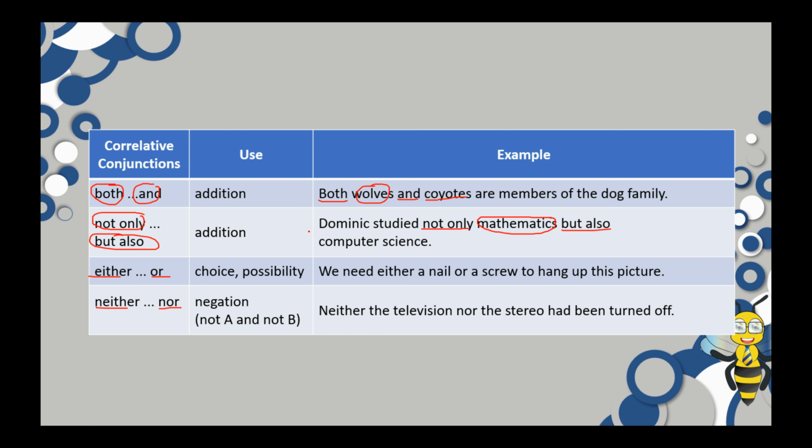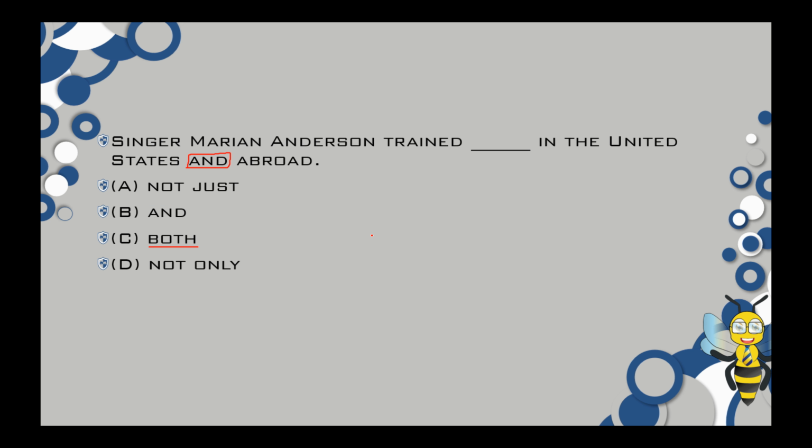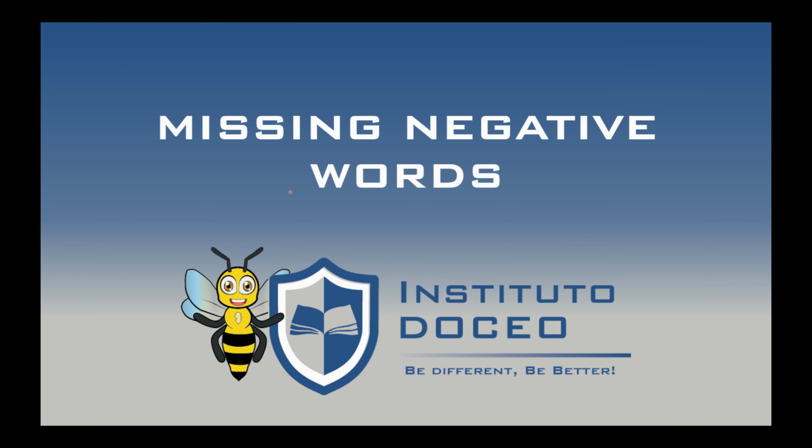Perfect. So, that's all about the conjunctions topic. We have an exercise on the platform called missing conjunction. It's exercise number 30. Now, the next topic is missing negative words.